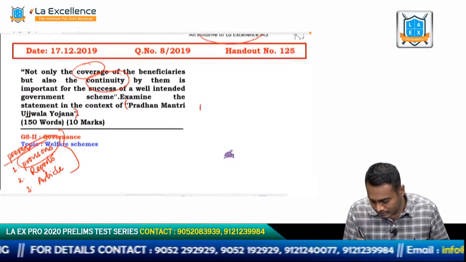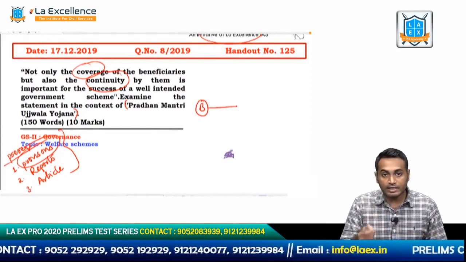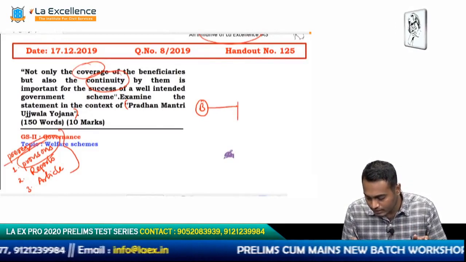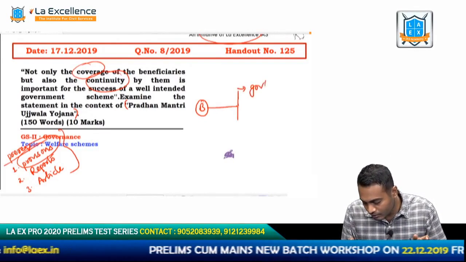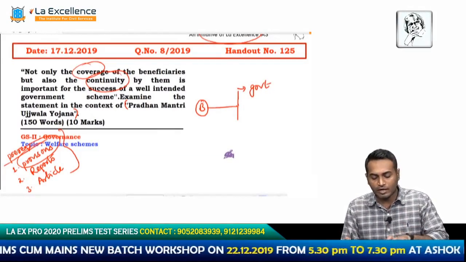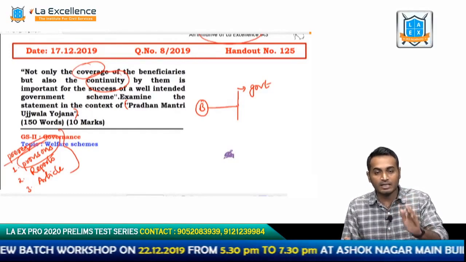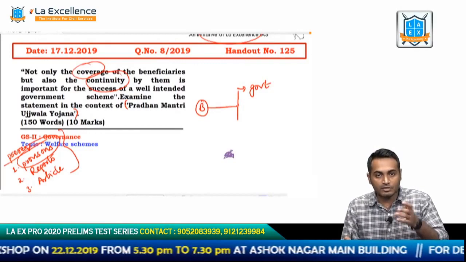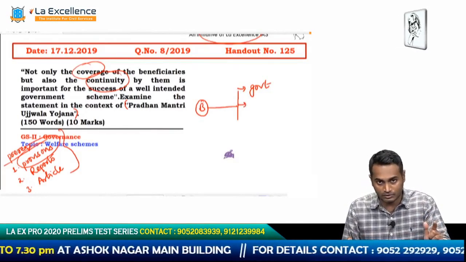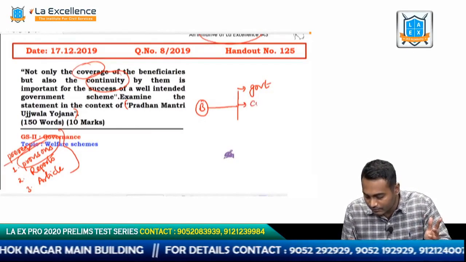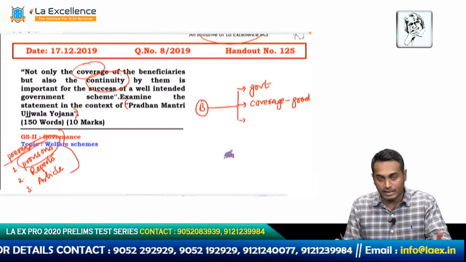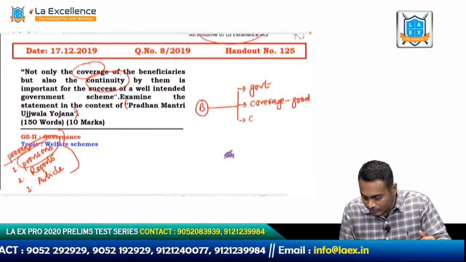So what you're doing is basically tweaking the nature of your answer in order to suit the needs of the question. You're talking about every government scheme in general. This is going to be the first thing that you have to address, because it is talking about any government scheme in general. You have to talk about the different things that are required for the proper implementation of a government scheme in order to achieve its intended objectives. And then we take the case study of Pradhan Mantri Ujjwal Yojana, and we will tell them that the coverage is good. And the next subpart that we're going to make is to tell them that the continuity is a problem.